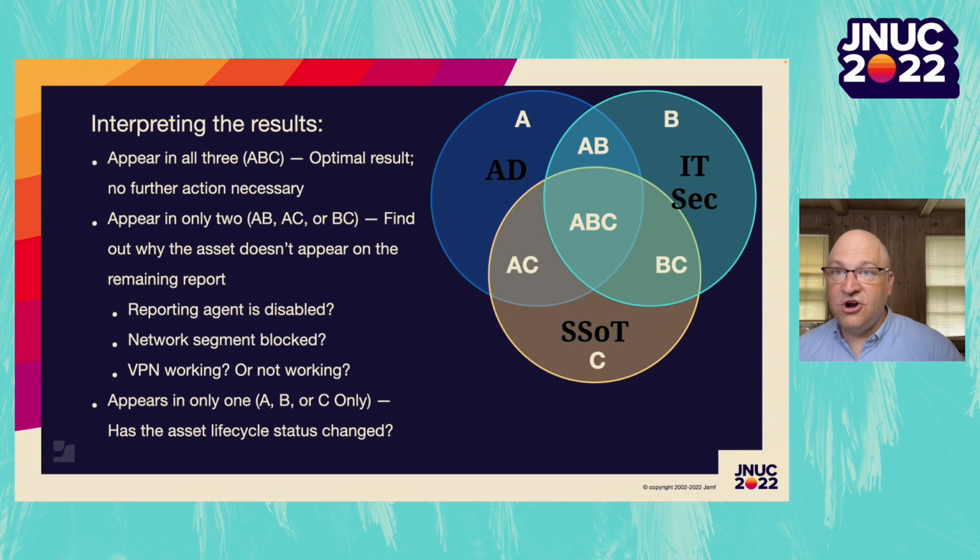Then the third concern is going to be that single appearance. It only appears in either A, B, or C. What that usually signals is something has changed with the asset's life cycle, and that scanning tool just hasn't caught up yet. So what you should probably do is look at that tool, find that entry, and take a look at how long it has been.